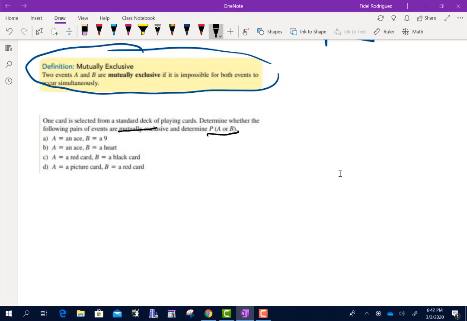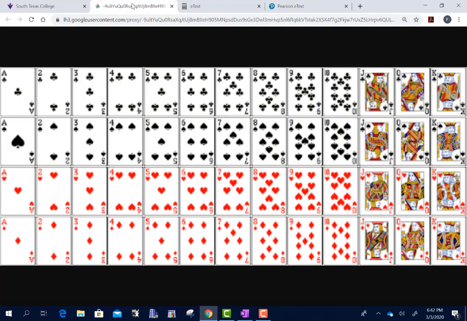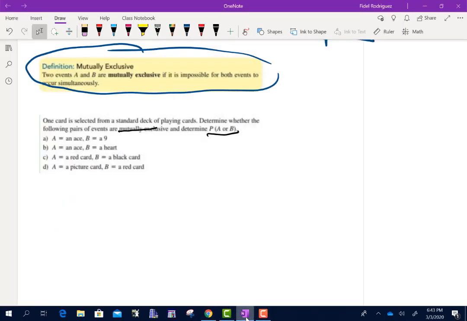So, can we have an ace and a 9 at the same time? Again, guys, if you forgot what a deck of cards looks like, here we go. Here are my aces, right? And here are my 9s. And nope, there is no ace and 9. So those are going to be mutually exclusive. So I'll tell you what, let's find the probability of getting an ace.